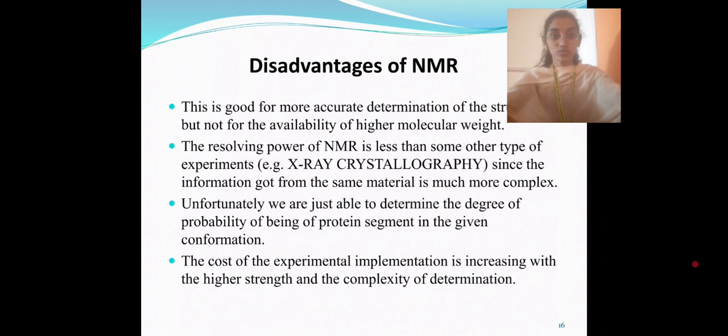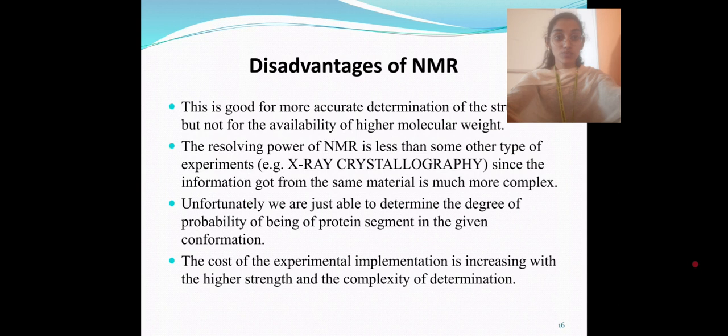Disadvantages of NMR spectroscopy. It is good for more accurate determination of the strength, but not for high molecular weight. The resolving power of NMR is less than some other types of experiments, for example X-ray crystallography, since the information obtained from the same material is much more complex. Unfortunately, we are only able to determine the degree of probability of a protein segment being in the given conformation.